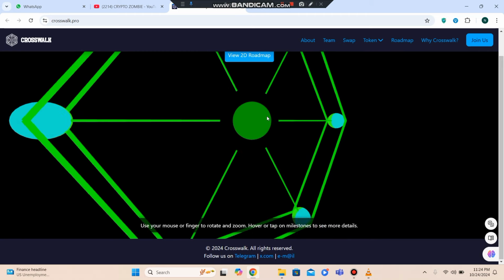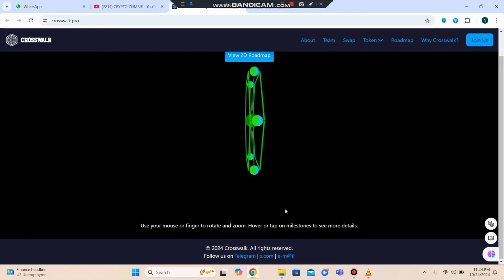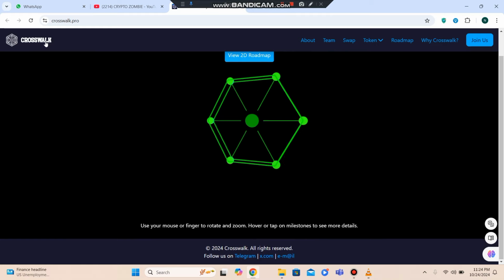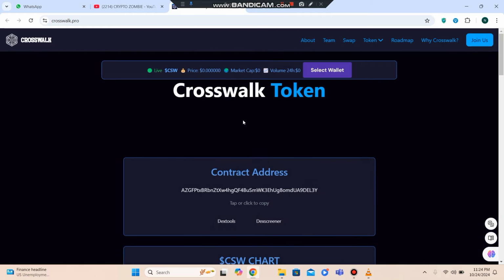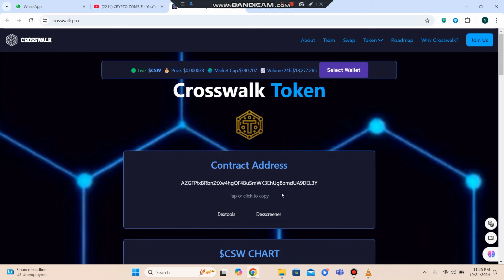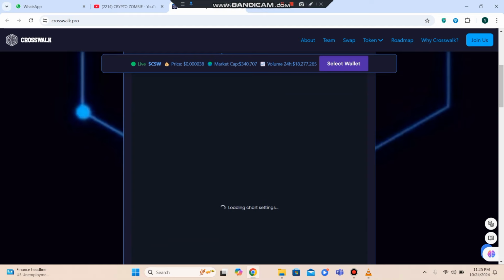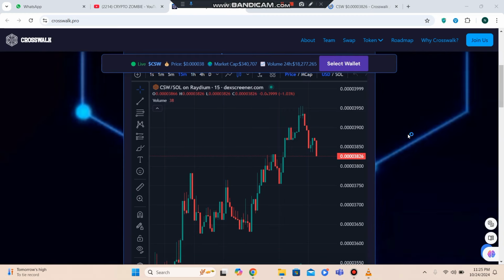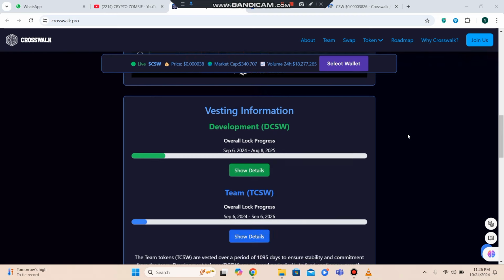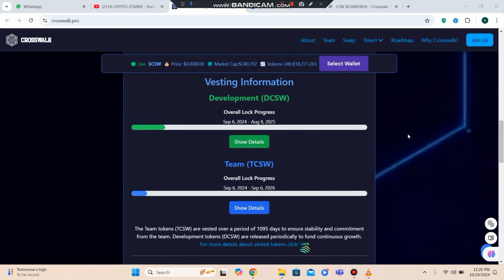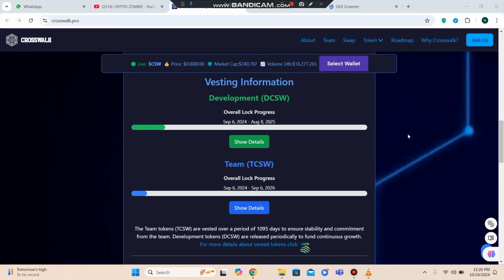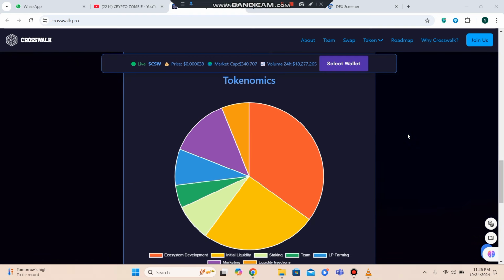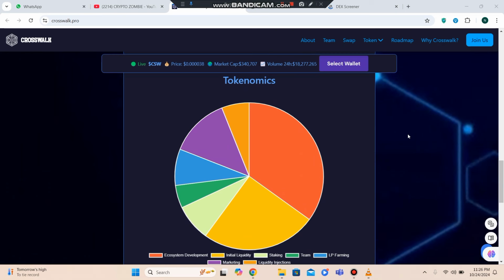Their website also has a two-dimensional and three-dimensional view. On this site you will find complete information that can be explored to know more, so you can make better decisions while investing. You can also check the Crosswalk token chart on the Raydium website, on Dex Screener and Dex Tool. Everything is possible to know. You can compare the price of the Crosswalk token from the initial price to now, how much the price has increased, and how much the total market cap in billions of dollars has increased.